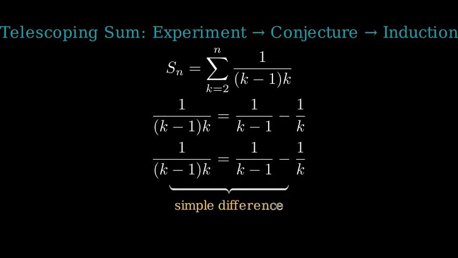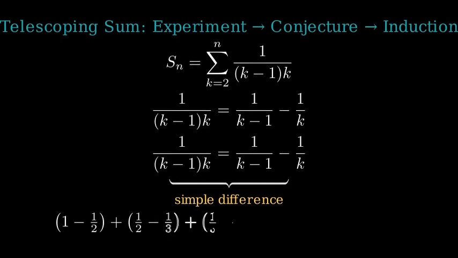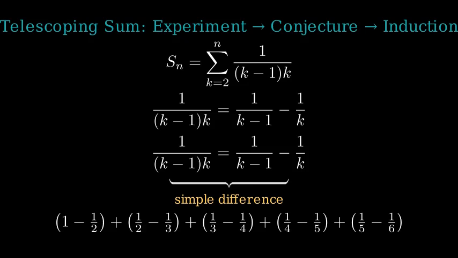Notice that 1 over the product of k minus 1 and k can be written as a simple difference, 1 over k minus 1, minus 1 over k. This is the key to the telescope. Now, let us open the sum for a small n to see the pattern.